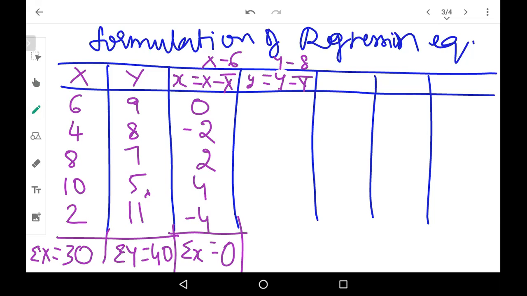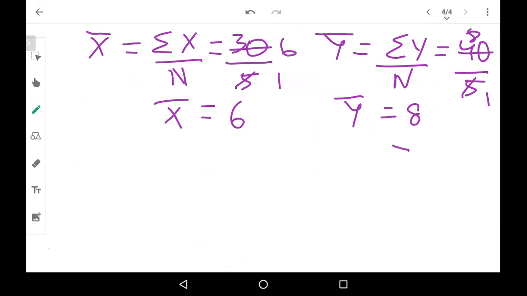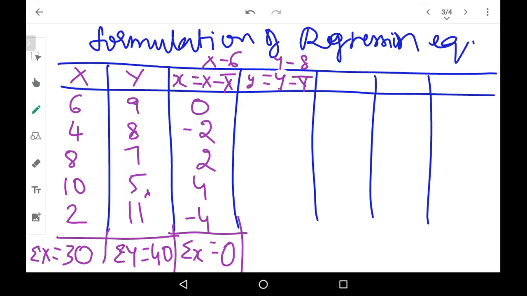Now let us find y minus y bar. Y bar is 8, right. So you have the values of y here. Subtract all of these values by 8. So 9 minus 8 is 1. 8 minus 8 is 0. 7 minus 8 is minus 1. 5 minus 8 is minus 3. 11 minus 8 is 3. Again, what is the total that you get here? Sigma y. Again, you'll get 0.